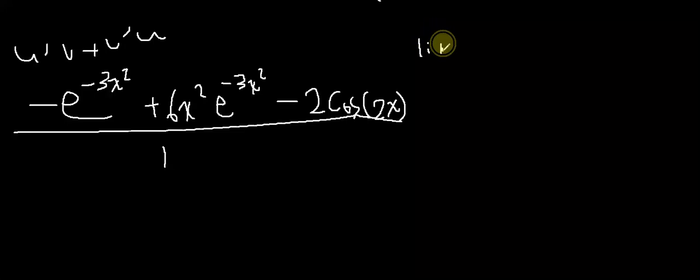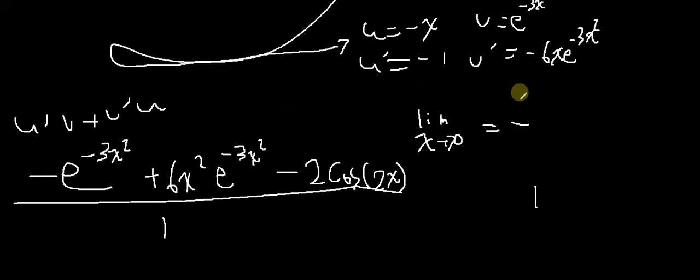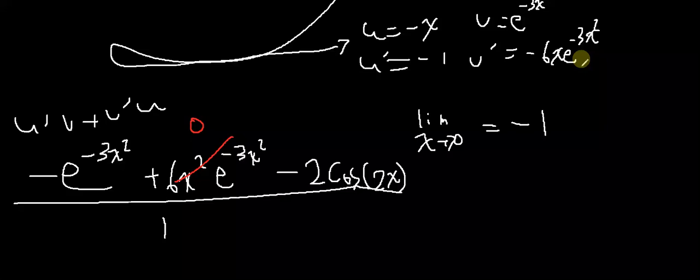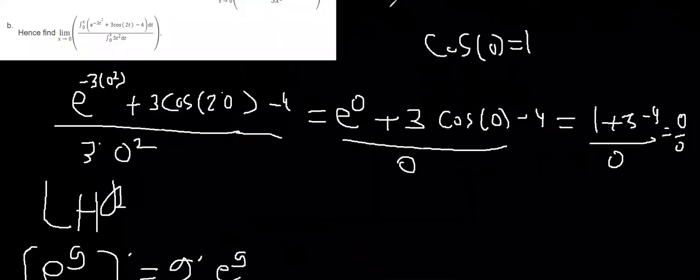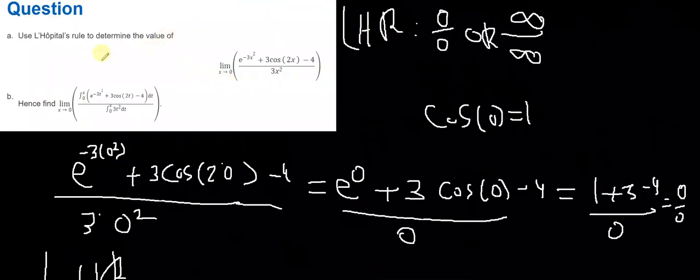So now the limit as x approaches 0 would be equal to minus 1, this term would be equal to 0, and because cosine of 0 is equal to 1 again, this would be minus 2 over 1. Therefore this is equal to negative 3. So for A, the answer is negative 3.